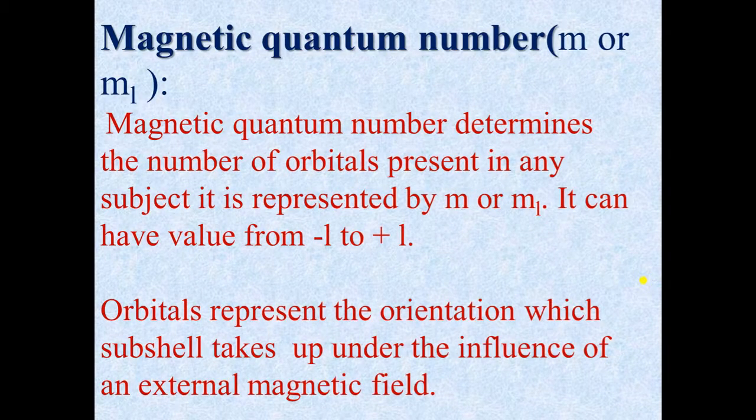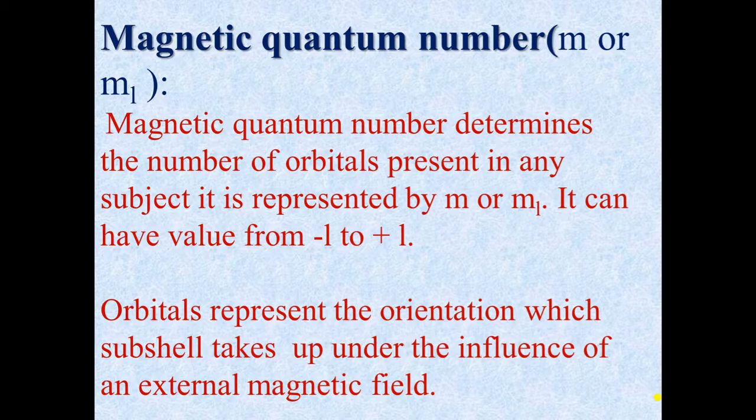Now, next quantum number is magnetic quantum number. So magnetic quantum number is represented by small m or ml. Magnetic quantum number gives us information about number of orbitals which are present in subshell. Remember, in shell, subshells are present. In subshells, orbitals are present. Magnetic quantum number gives us information about orbitals. Now, what is orbital? Orbital is three-dimensional space around nucleus where probability to find an electron is maximum.